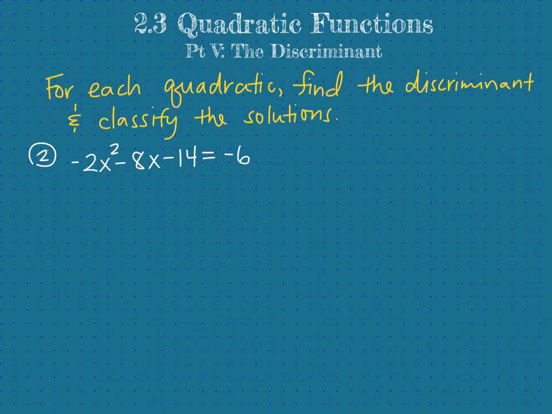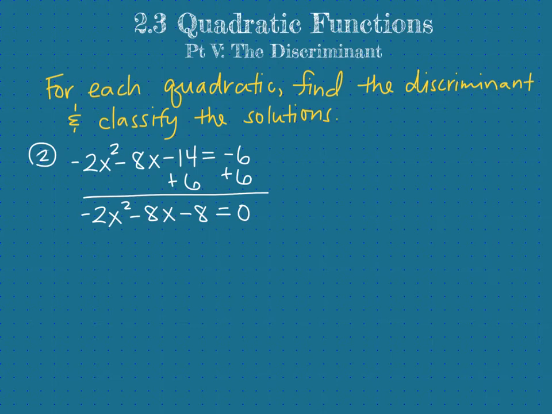All right, we have one more example here. Let's find the discriminant and classify the solutions one more time. So again, our first step is to get our quadratic equal to 0. So we'll have negative 2x squared minus 8x minus 8 equals 0. And what I'm going to do is factor out, actually, we don't need to factor anything out. We're not doing the whole quadratic formula. Let's just do a, b, and c as is. So we'll have a is negative 2, b is negative 8, and c is negative 8.